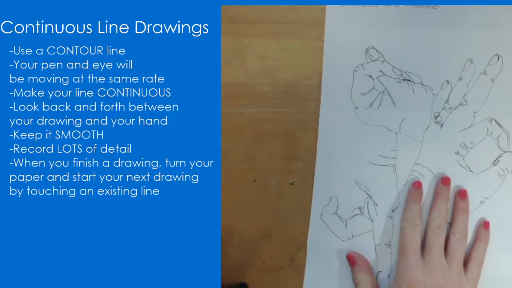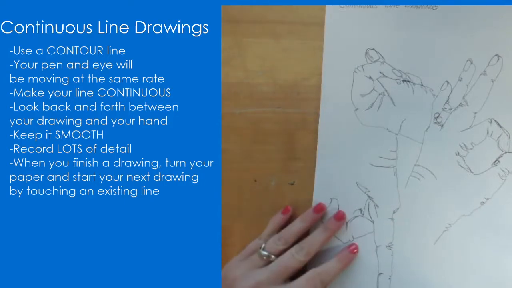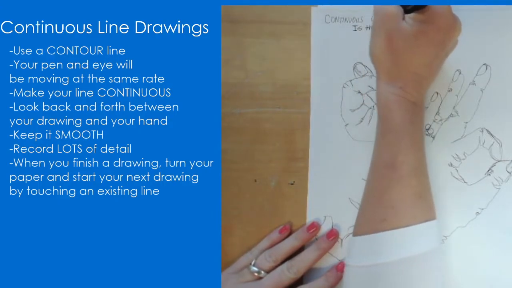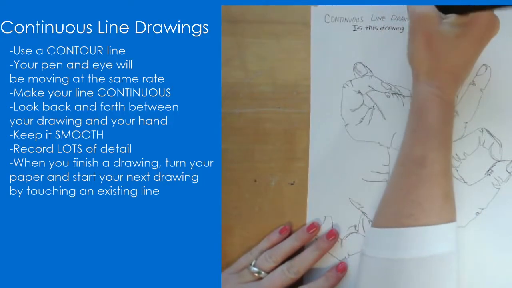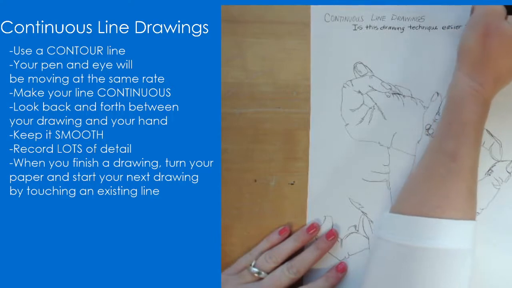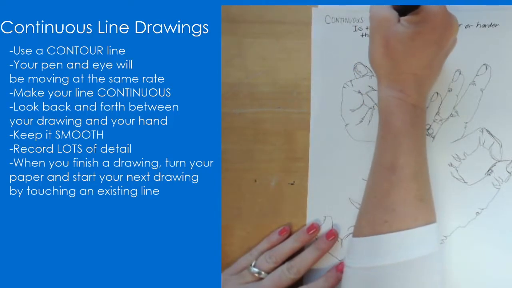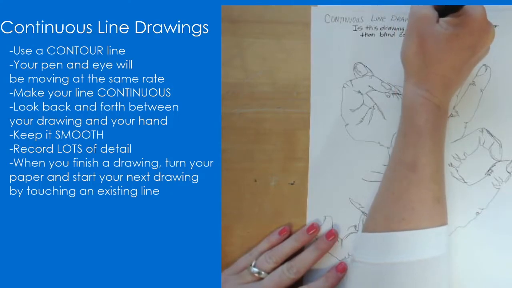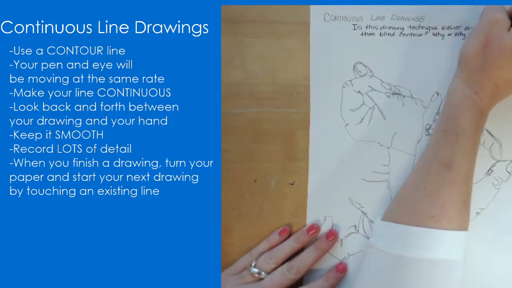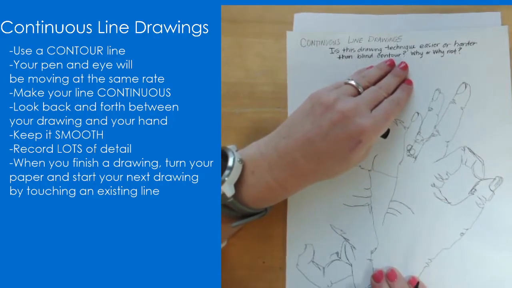When you're done, what I want you to do is reflect on this process of drawing. And I want you to answer the question on your paper. Is this drawing technique easier or harder than blind contour? Why or why not? So hopefully you have room on your paper to answer this question. You do not have to rewrite the question. You can just write your answer.